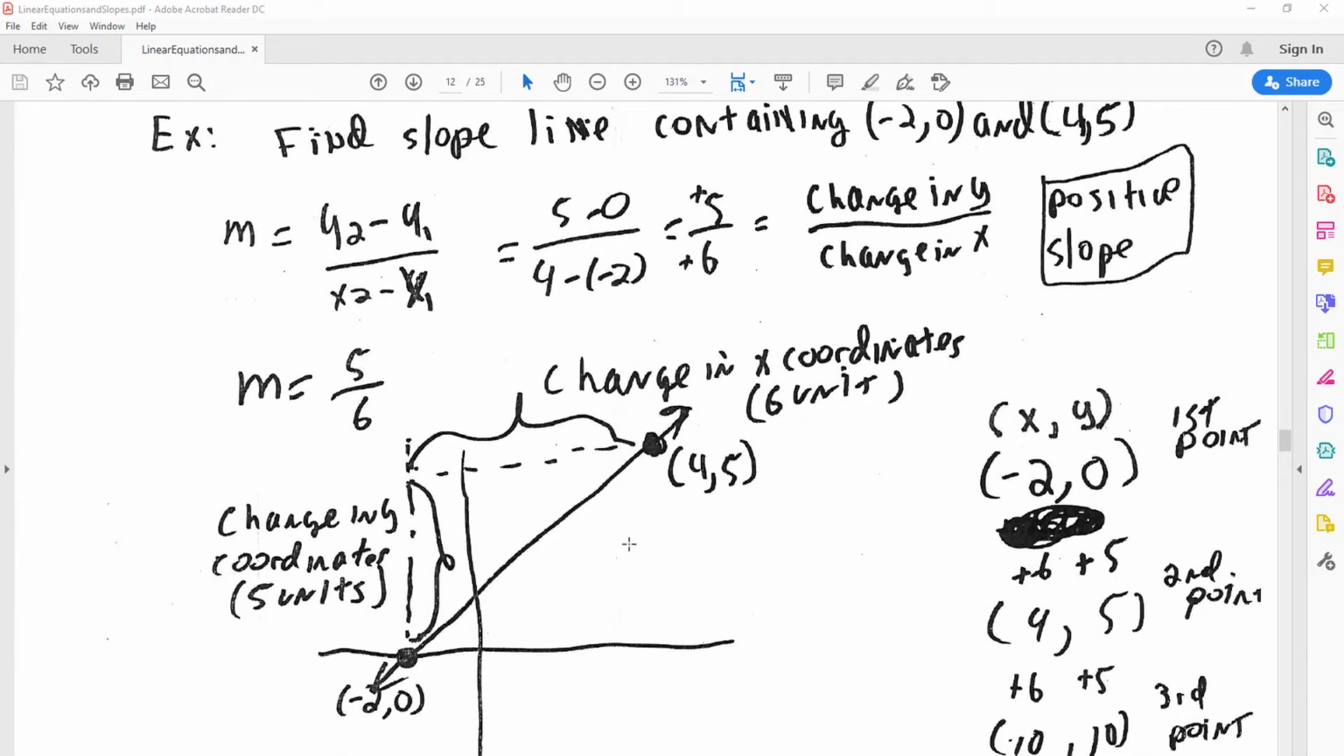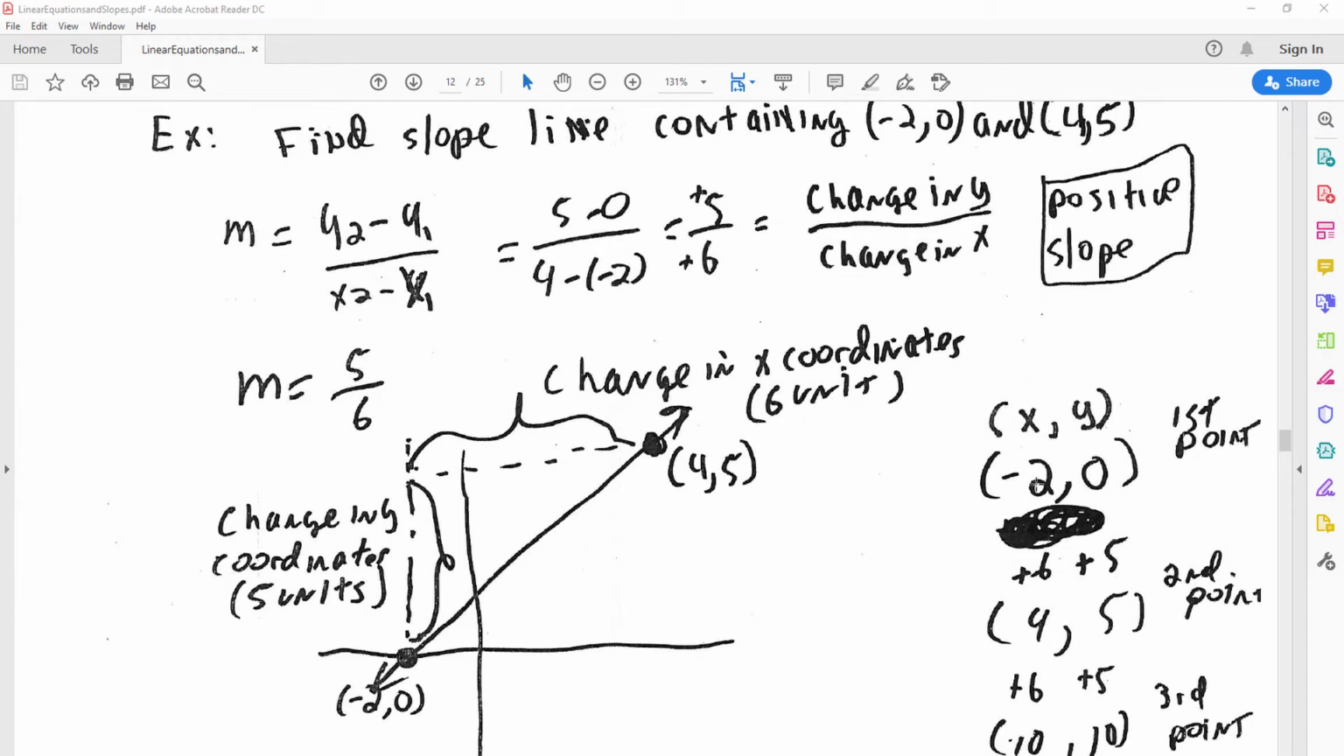So what this slope means is that the rate of increase, the ratio of the increase, is going to be the same from one point to the next. This ratio of the change in y divided by change in x will be the same from one point to the next. So up 5 units, and change over 6 units, and then up 5 units and change over 6 units. The ratio is going to remain the same from one point to the next.